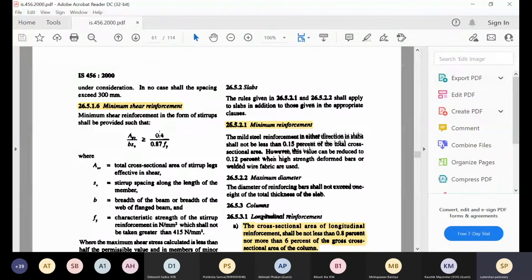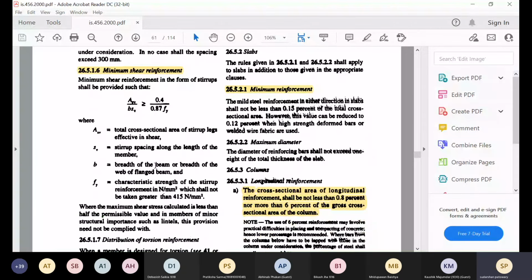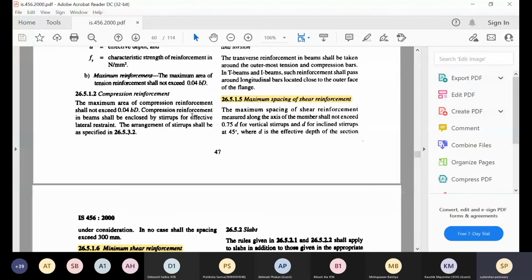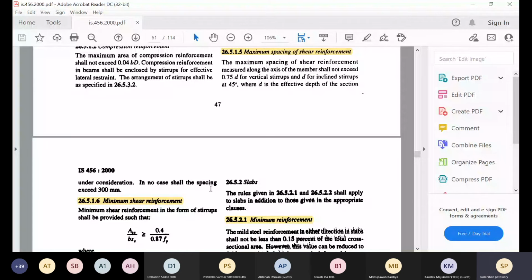And what is this spacing? See here, the maximum spacing of shear reinforcement measured along the axis of the member shall not exceed 0.75 d for vertical stirrups. One is by the formula Sv equals 0.87 fy and so on. So just check these two first: one is 0.75 d, and another is that in no case shall the spacing exceed 300 mm. That means the maximum spacing is 300 mm.